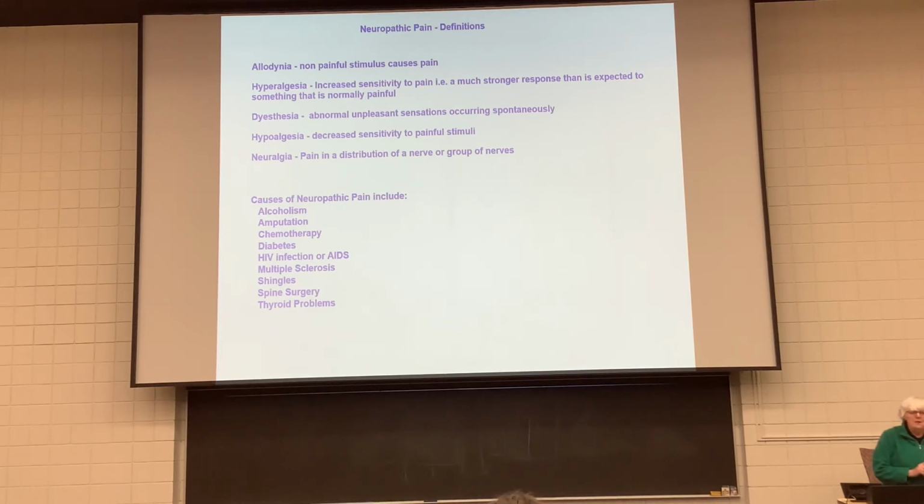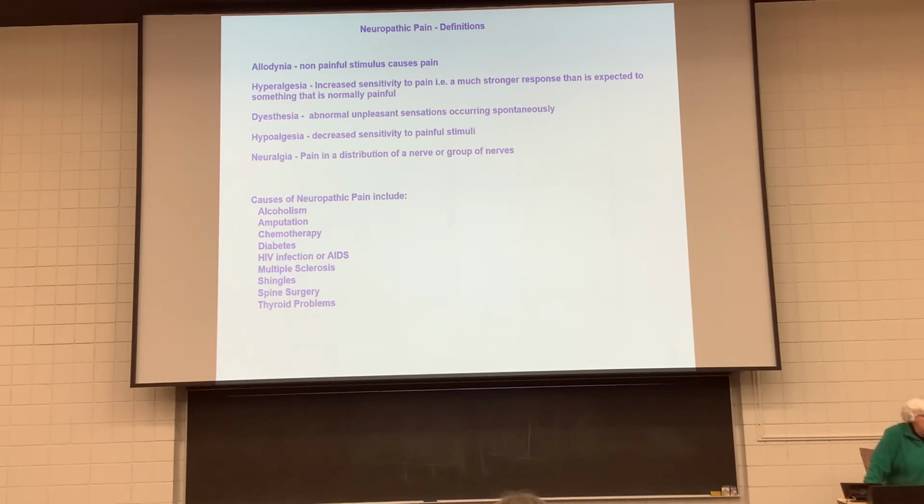One type of neuropathic pain is called allodynia, and that is when a stimulus that was never painful now causes pain. Trigeminal neuralgia: I'm just barely touching my face. That would never have been painful, yet in trigeminal neuralgia, it sets off that intense response.